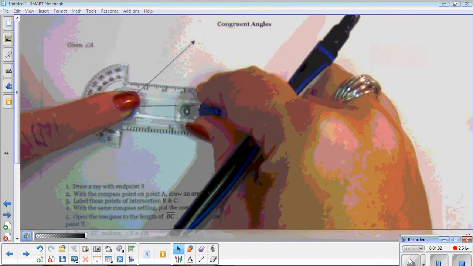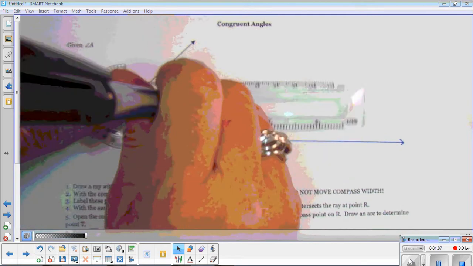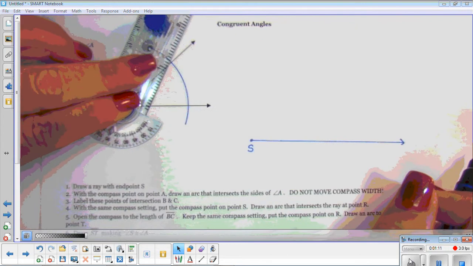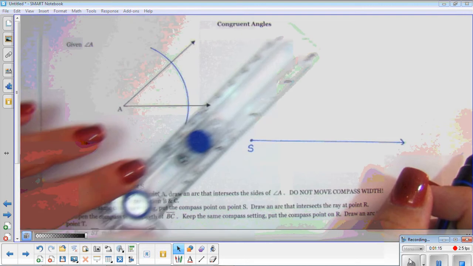Then I'm going to lock it in place, put my pen inside that hole, and draw a nice smooth arc. I want the arc to intersect the angle in two locations. Do not unlock your compass.